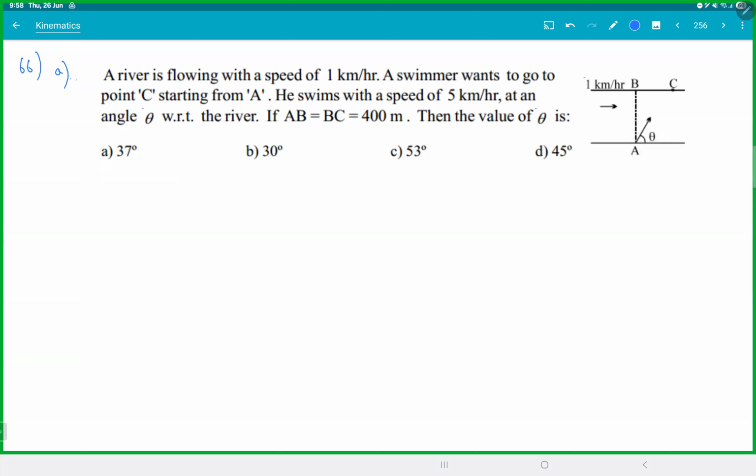Can you guess this without solving? It's not 45. You will get minus 1. Yeah, but how do you guess without solving? Listen, tell me one thing.